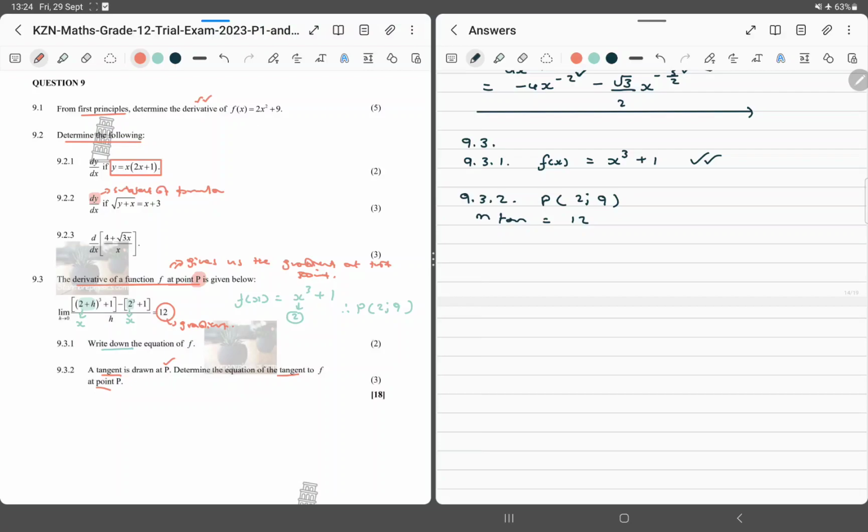We can say this implies that the tangent is such that y is equal to 12x plus c. We know that this is the gradient, isn't it? Because that's what it is. And then we substitute this point P, which is (2, 9). We get 9 is equal to 12 times 2 plus c. Therefore, c is going to be 9 minus 24, which is minus 15. Therefore, y is equal to 12x minus 15.